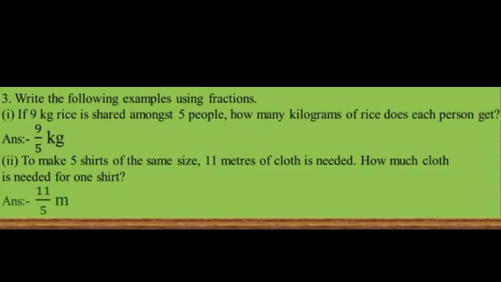See the next question. To make 5 shirts of the same size, 11 meters of cloth is needed. How much cloth is needed for one shirt? So how will you write it in fraction? Yes, first we write how much cloth is there, and then the number by which we have to divide that. This answer is 11 upon 5.